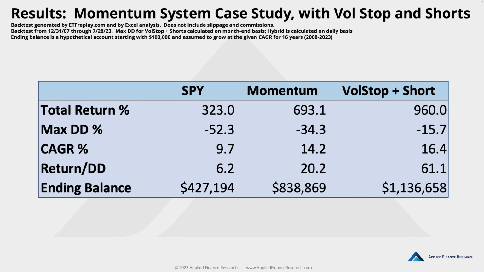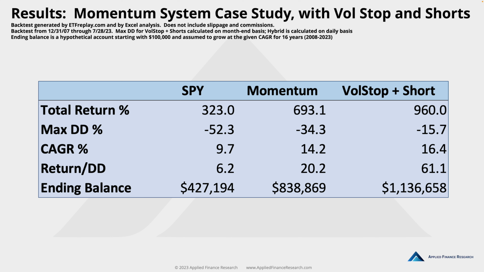So we have here results that were generated by a backtest from etfreplay.com and further crunched in Excel. The numbers we're looking at go from December of 2007 to July of 2023. So we have the subprime mortgage crisis, the COVID crash of 2020, and everything in between.